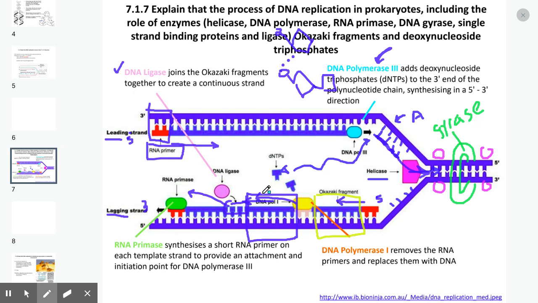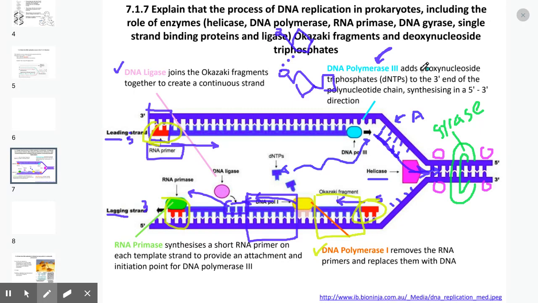And the last enzyme I want to talk about is this enzyme called DNA polymerase 1. And DNA polymerase 1's job is to take all of these primers and convert them back to DNA, because we don't want to have RNA in our replicated DNA.